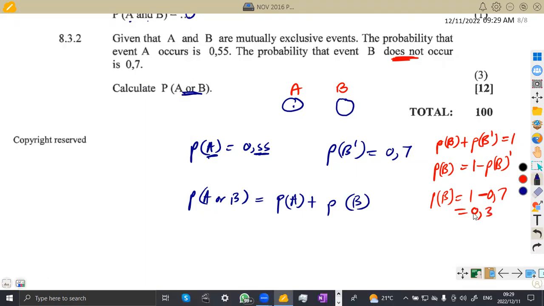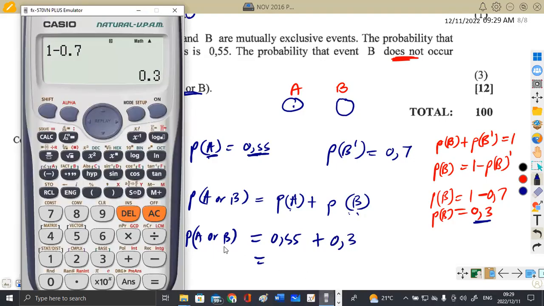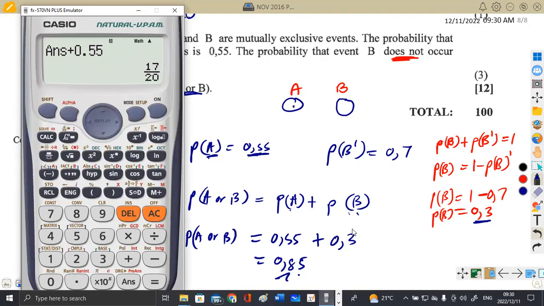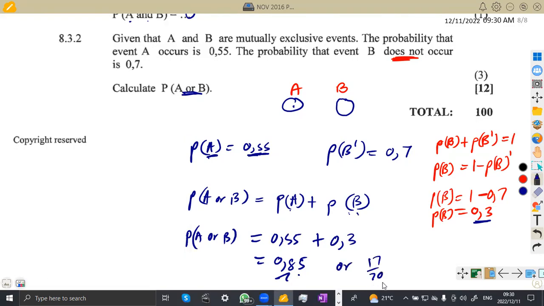So now we have what is in B and what is in A. So what are we going to simply do? We simply add, because P(A or B) is equal to P(A), of which our P(A) is 0.55, plus P(B), which is the probability of what is in B, that's 0.3. So if we add these two, what do we have? 0.3 plus 0.55, that's 0.85. So it's going to be 0.85. So that's the probability, or you can write it as a fraction. 0.85 is the same as 17 over 20 as a fraction.